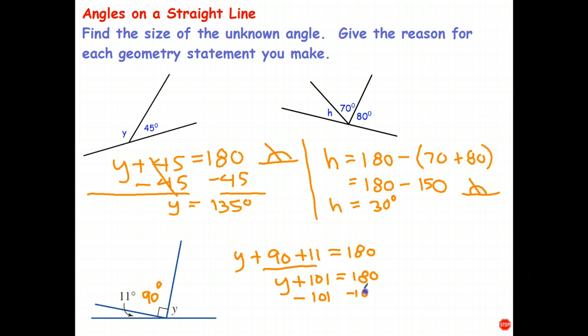Take away 101 from both sides. And that leaves us with y equals 79 degrees. And always put in your justification. In this case, geometry fact 1, that angles on a straight line add to 180.